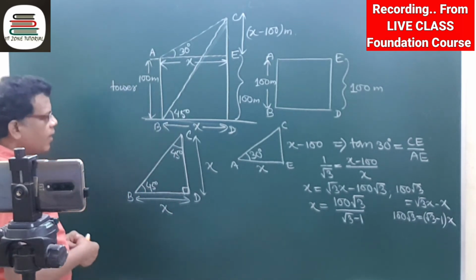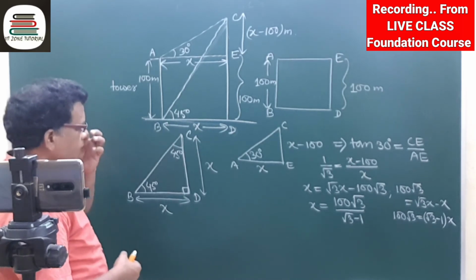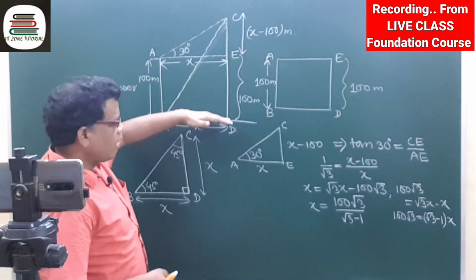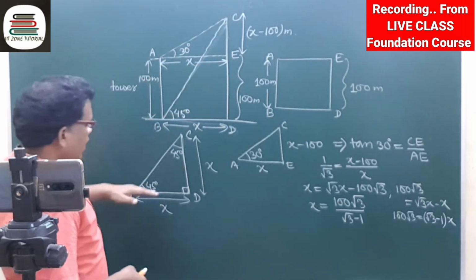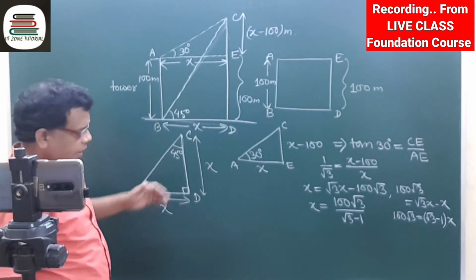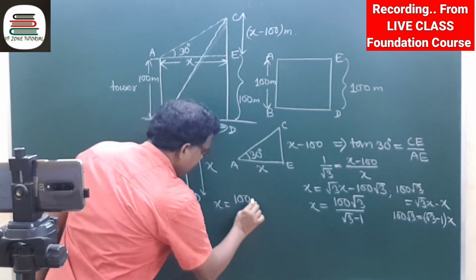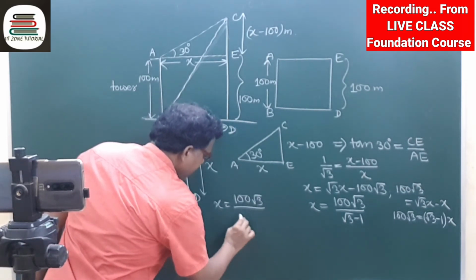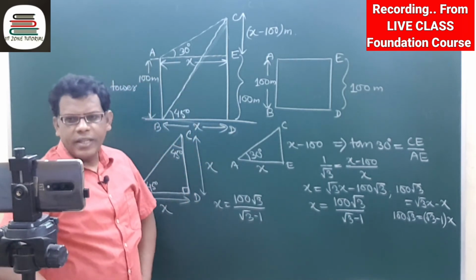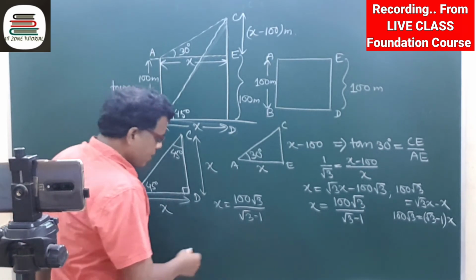Fine. So now once we have got the value of X, our objective is to know the total height, and total height of the tower was simply X only. Okay, so answer is X, which is 100 root 3 divided by root 3 minus 1, but I told you the answer given is 50 into 3 plus root 3, isn't it? So how can I get this?